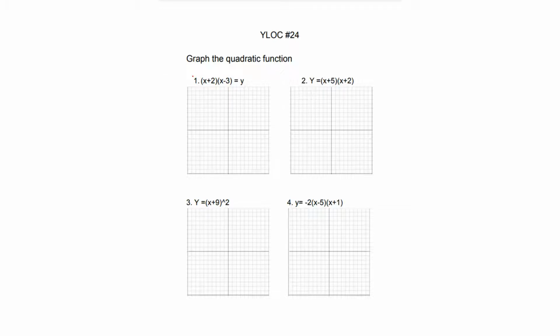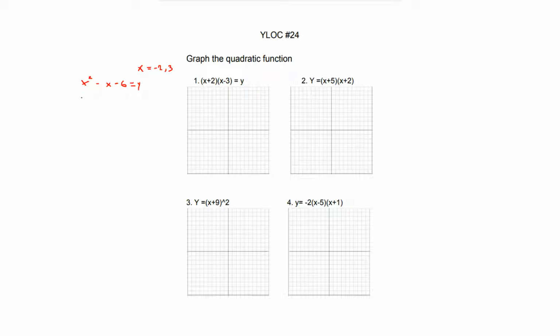For this first part, you need to graph the quadratic function. For number 1, we have (x + 2)(x - 3). This form already gives us the x-intercepts, which are x equals -2 and x equals 3. If we multiply this all out, you get x squared minus x minus 6 equals y.